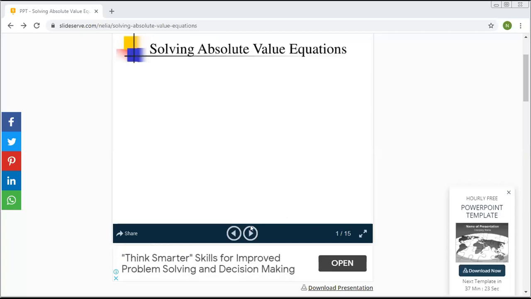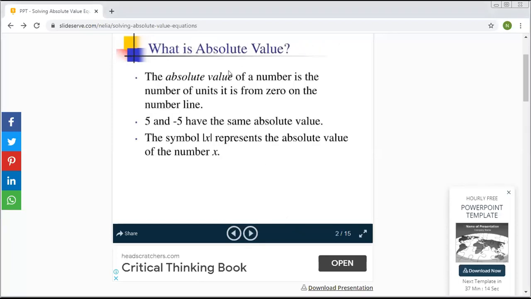First we discuss what is the absolute value of a number. What do you understand by the absolute value of a number? The absolute value of a number is the number of units it is from 0 on the number line.